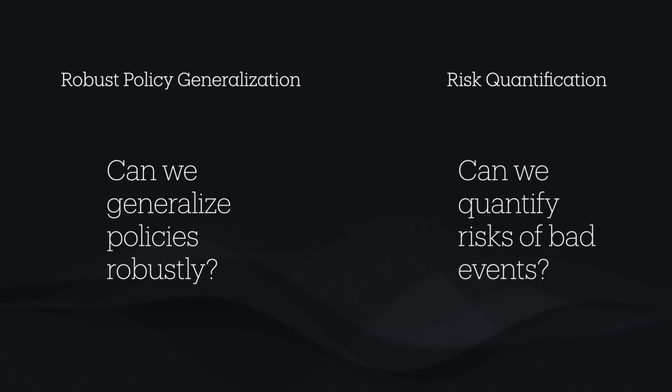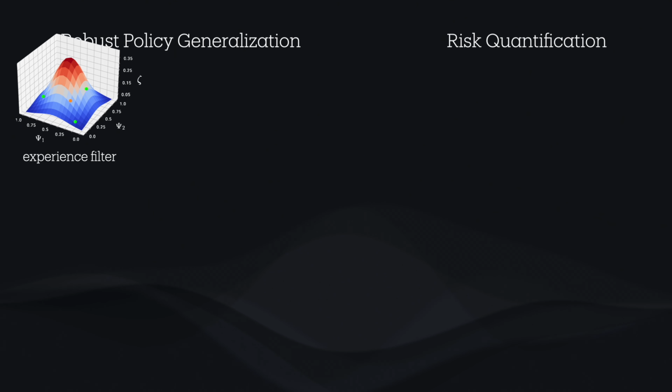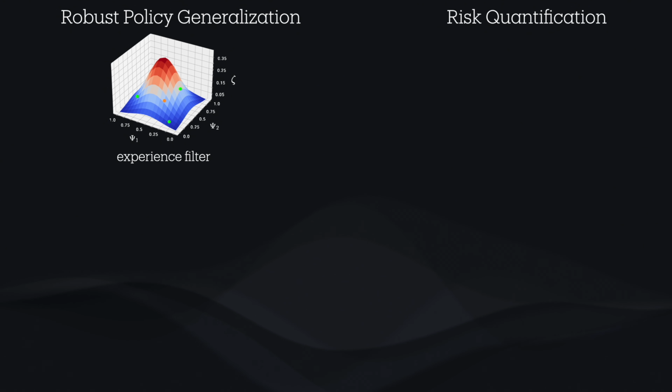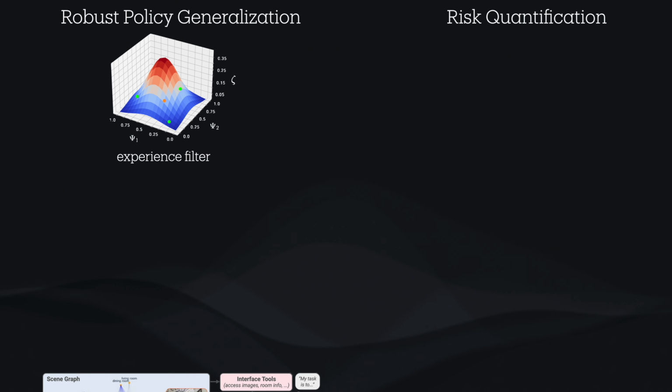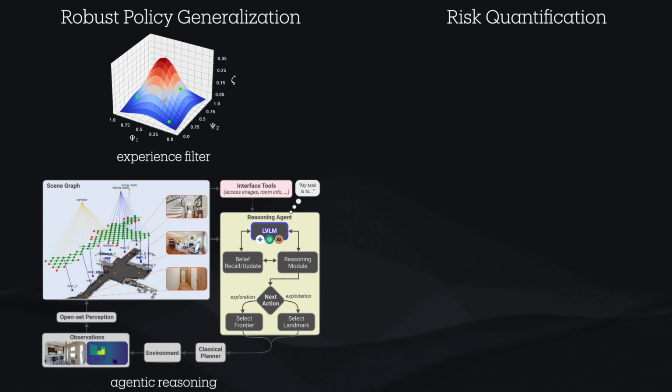Today we're going to be answering the following two questions. In the first half, we're going to try to answer if we can generalize policies robustly. And in the second portion, we're going to see if we can quantify the risk of these undesired events happening. In this quest, we're going to propose a couple of methods. The first is an experience filter, which allows zero-shot policy transfers. The second is an agentic reasoning framework that allows us to generalize our policy with respect to some agentic reasoning.